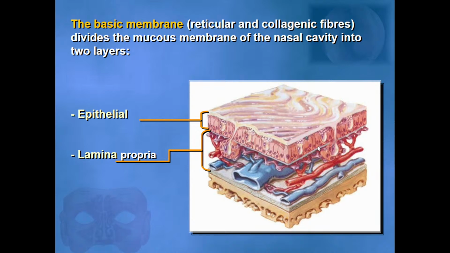Also, another part of the structure of the epithelium is the basal membrane. It divides the mucous membrane of the nasal cavity into two layers. So epithelium, and under this basal membrane is the lamina propria with connective tissue and blood cells.